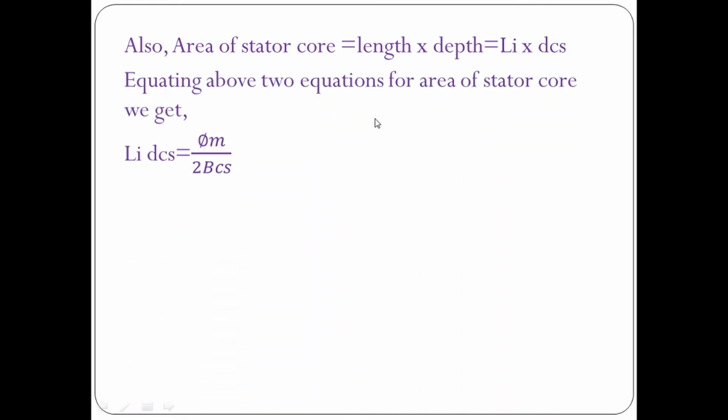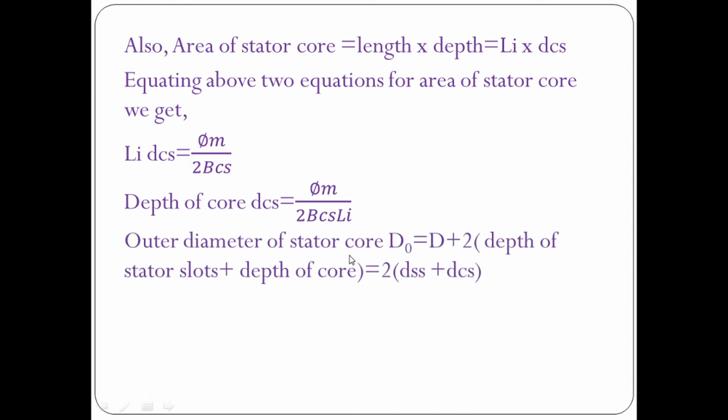Equating the above two equations for the area of the stator core, Li into DCS is equal to phi m divided by 2 into BCS. From this, the depth of the stator core DCS is given by phi m divided by 2 into BCS into Li, where phi m is the maximum flux and Li is the length of the core. This is the equation we use to find the depth of the stator core.